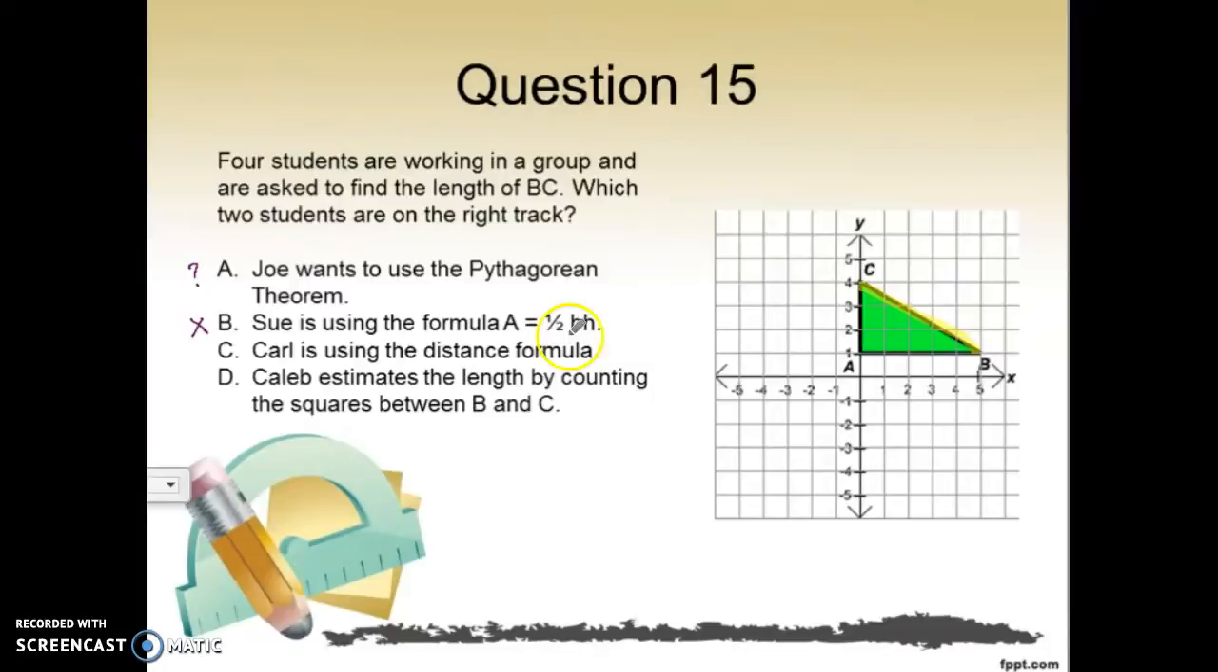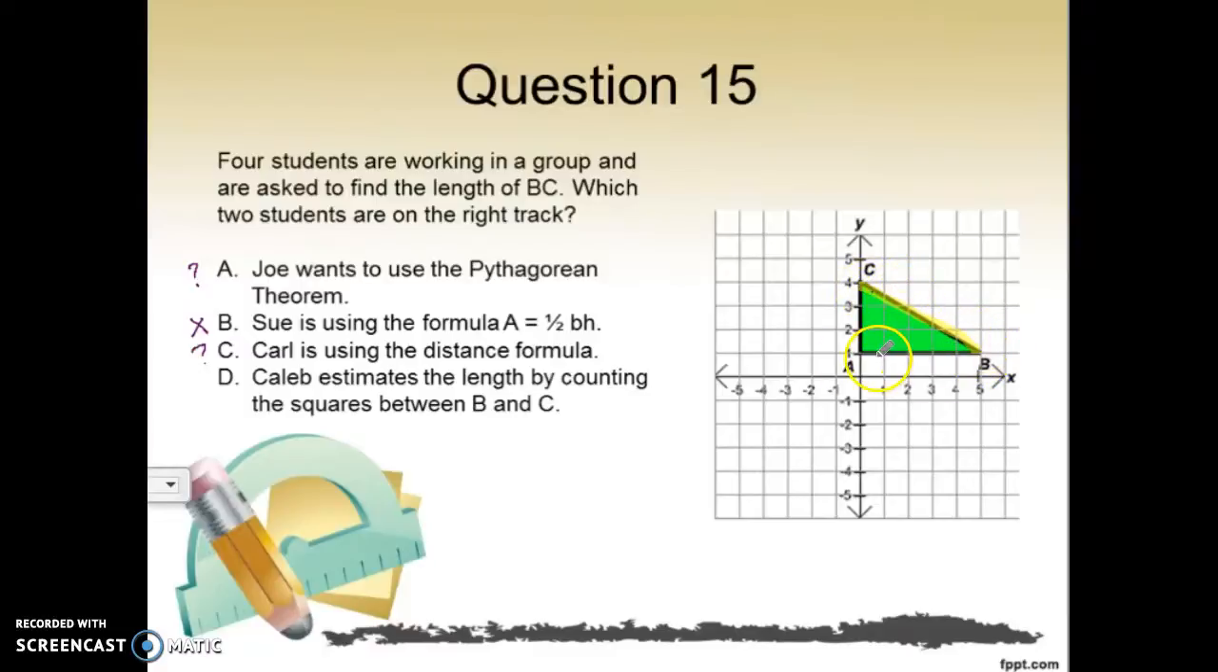All right, my boy Carl is using the distance formula. That sounds like a pretty good way to find the length of something, so that's a possibility. Caleb estimates the length by counting the squares between B and C. Well, let's do that. We got 1, we got 2, we got 1. Gosh, I don't know. It kind of cuts through parts of some squares and not others.